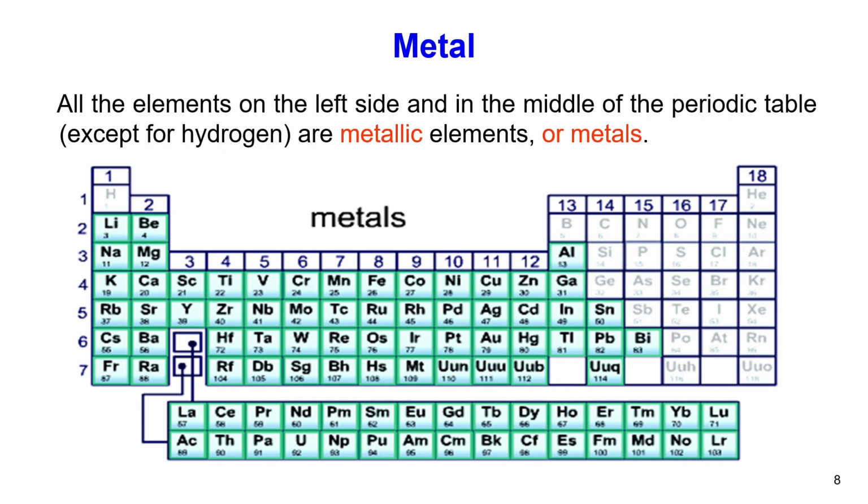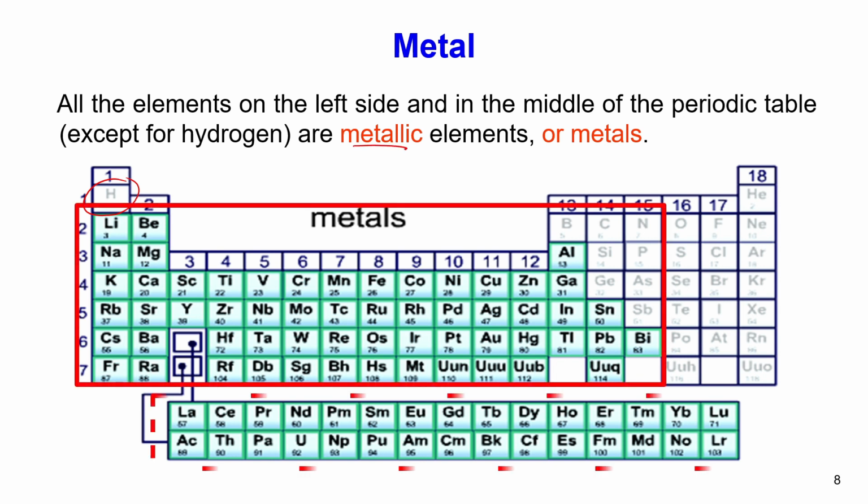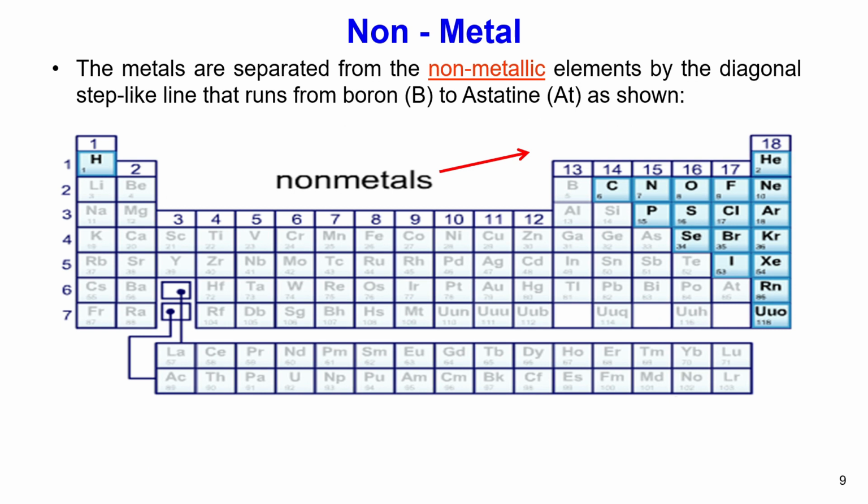So metal refers to all elements on your left hand side, except hydrogen. So we call all of these elements metal or metallic, which has the character of metal. Then separated by, on your right hand side we have non-metallic.